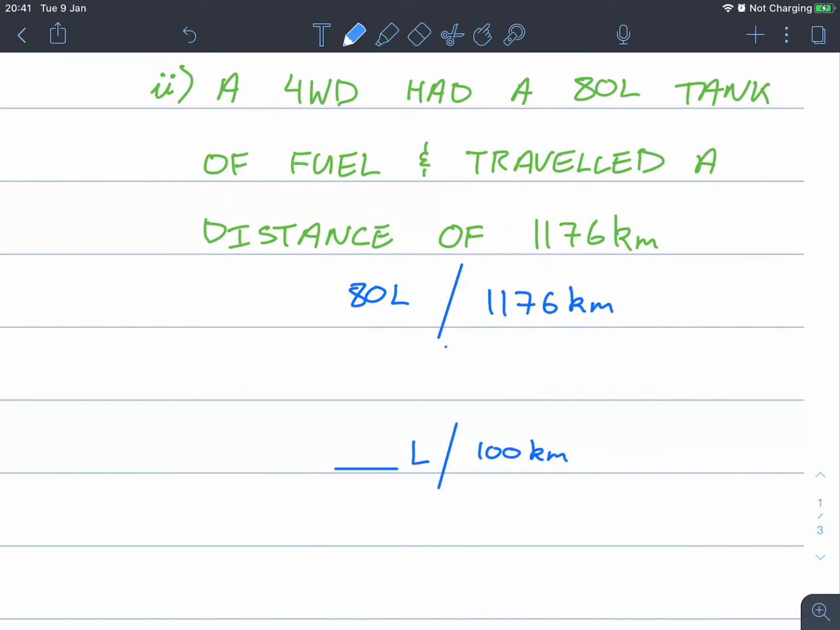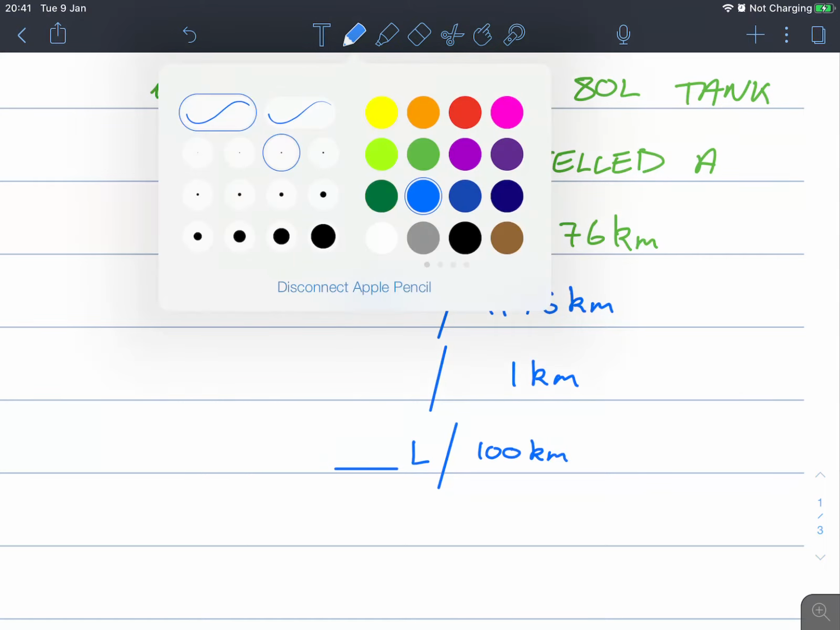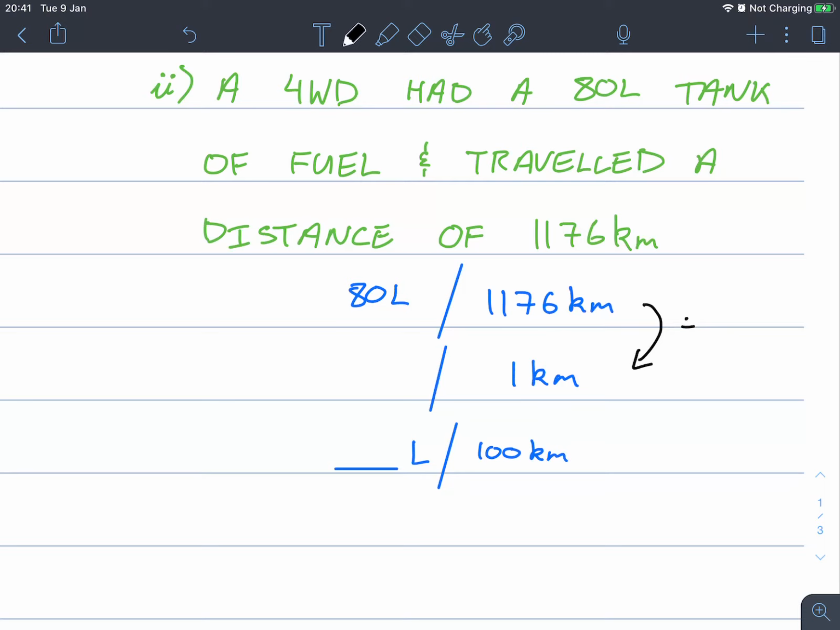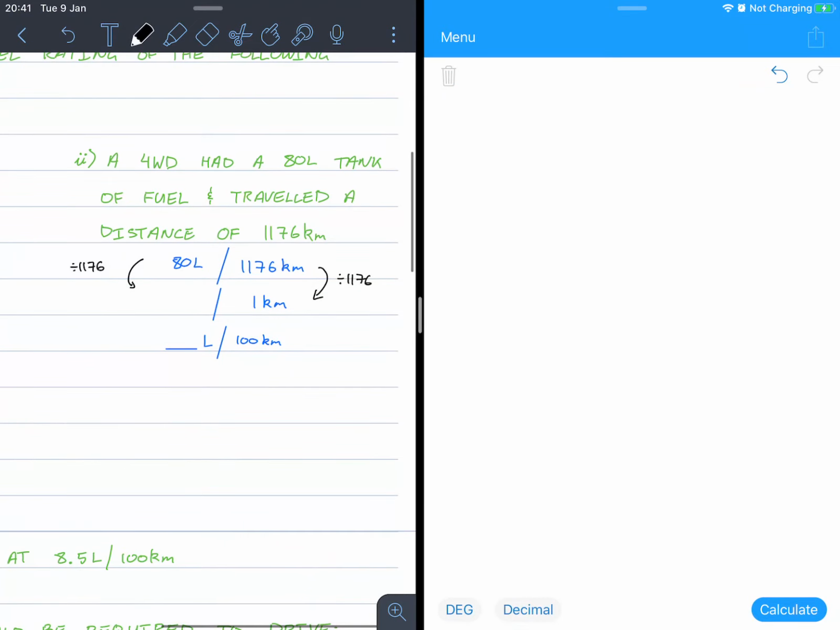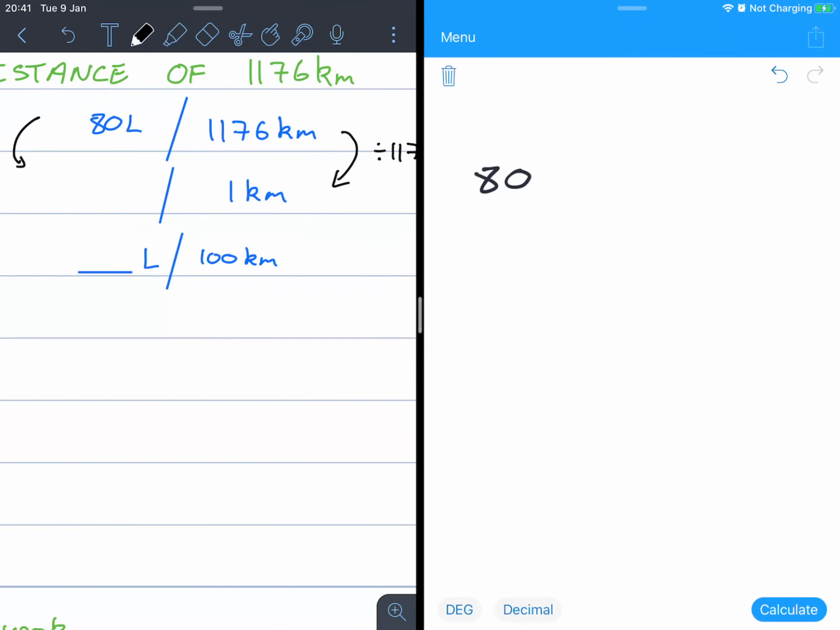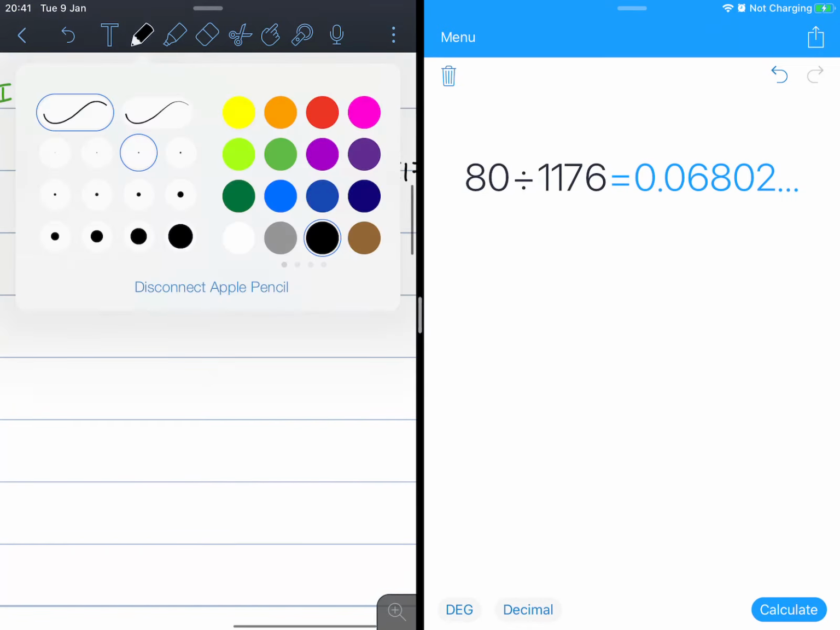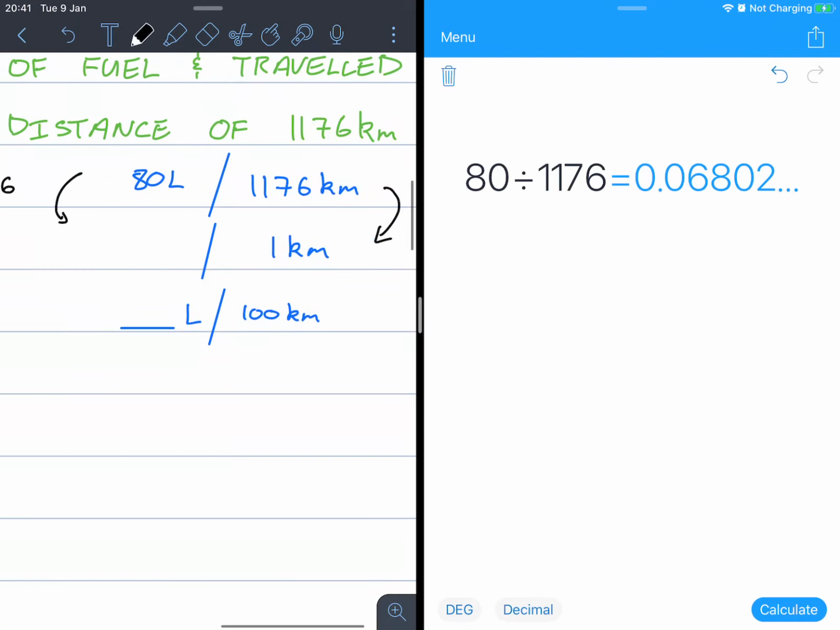As we've seen in the previous example, we want 1 kilometer first, and to do this, we divide by 1176, and we do the same to this side here, dividing by 1176. Let's calculate that now. 80 divided by 1176. This gives us a really odd number, but regardless, let's write it down. 0.06802. Let's keep every number there.